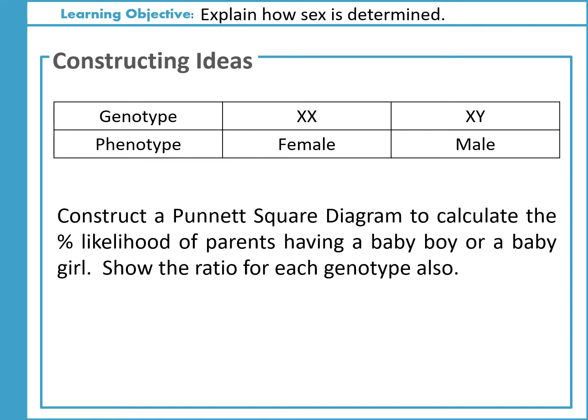Okay, hopefully you have a Punnett square with XX across the top and XY down the side, and you've filled in the 4 boxes that would be the potential offspring of that couple. Your boxes hopefully show that 2 of the offspring will be XX, so female, and 2 of the offspring will be XY, so male. And the ratio of each of the genotypes therefore is 2 to 2 or 1 to 1, or you could say 50% chance of having a boy or a girl.